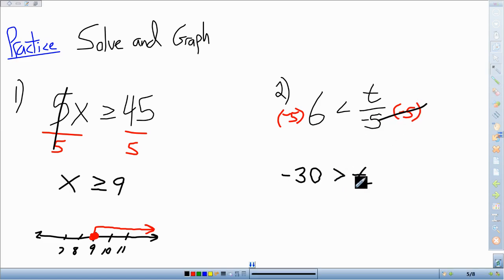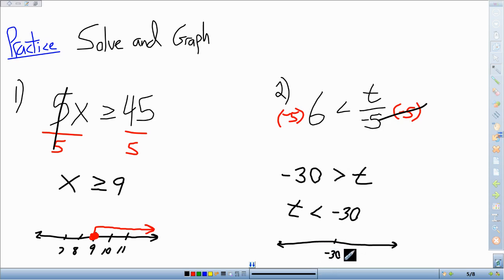All right, just be careful. It'd be really tempting to maybe put this on your graph and say, all right, that's a greater than sign, our arrow is going to the right. No, we need to make sure this is reading left to right. So this is t on the left, negative 30 on the right, which means we then have to flip our inequality again.